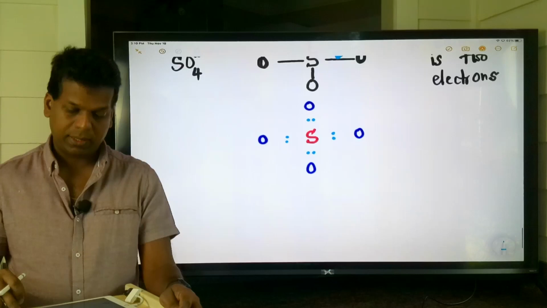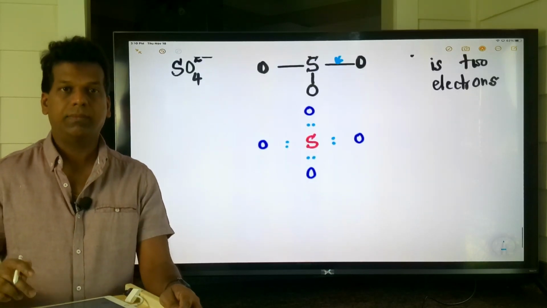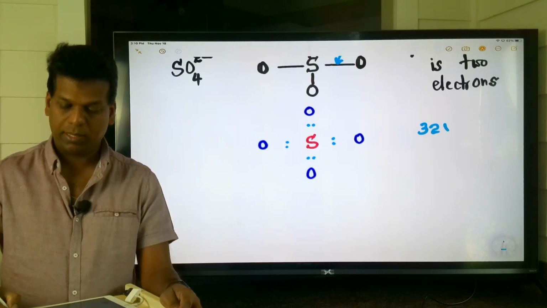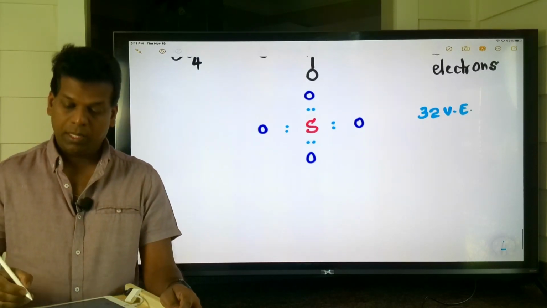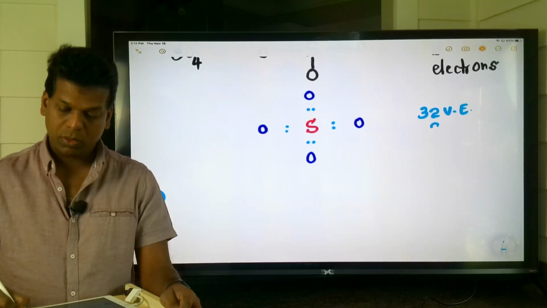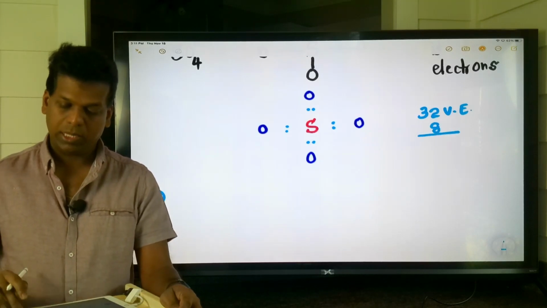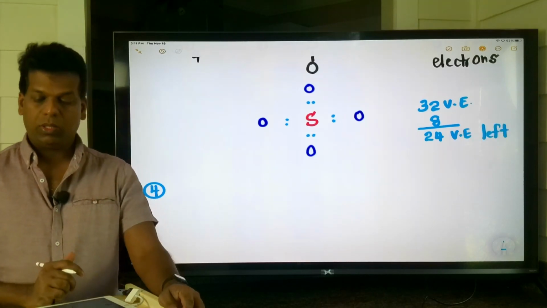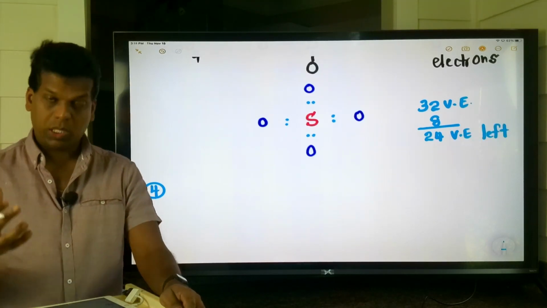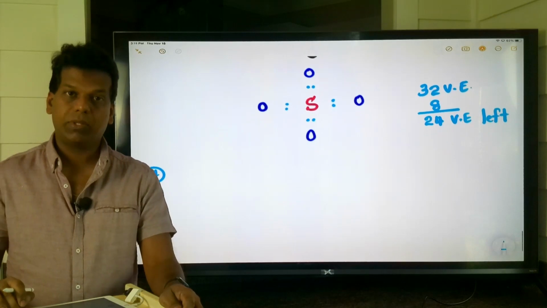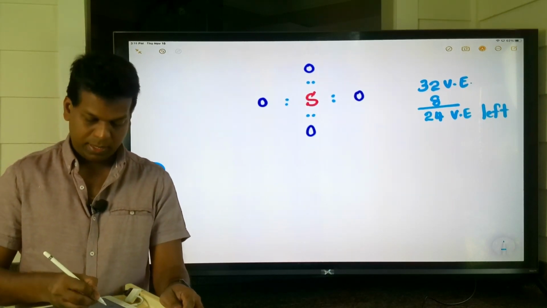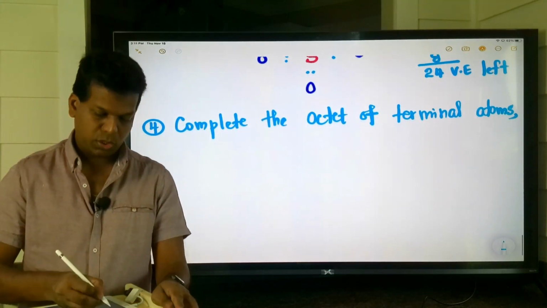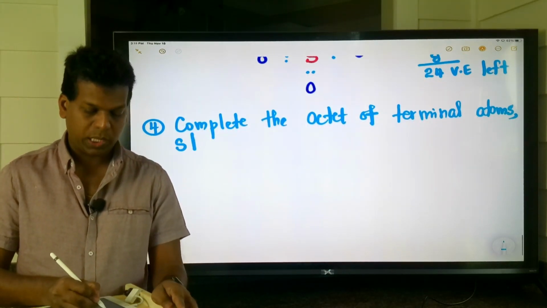So once you make that skeletal structure, there were 32 valence electrons at the beginning, and then we used 8 to create those lines. Now what is left is 24 valence electrons. So in the next step, you take whatever the leftover electrons are and complete the octet of terminal atoms, starting from the most electronegative one.